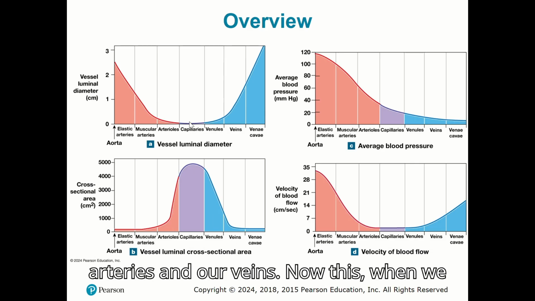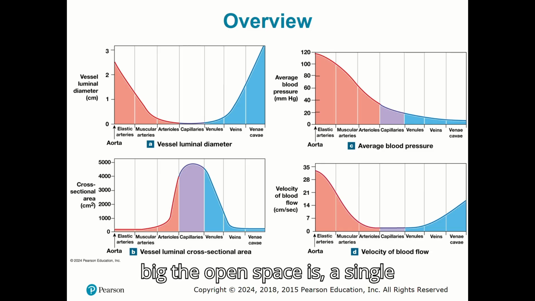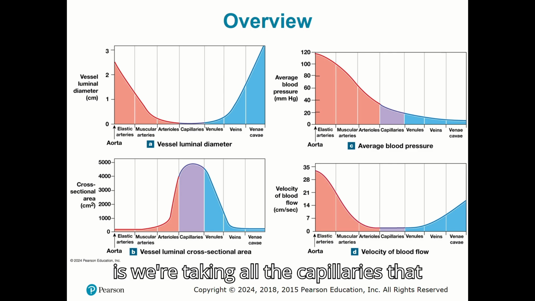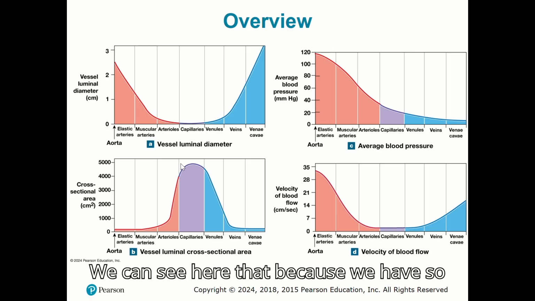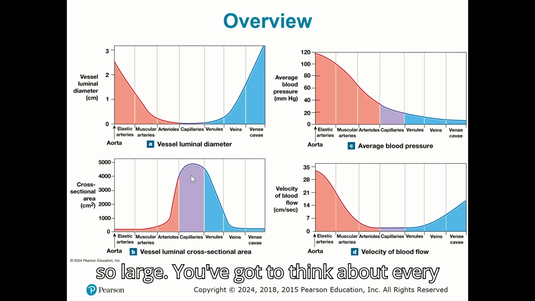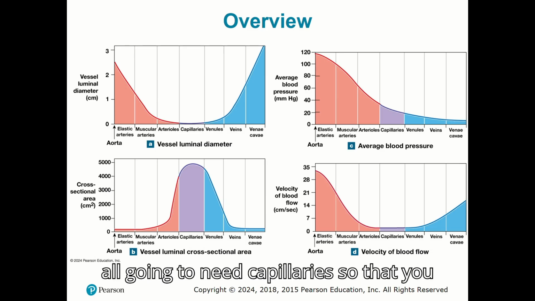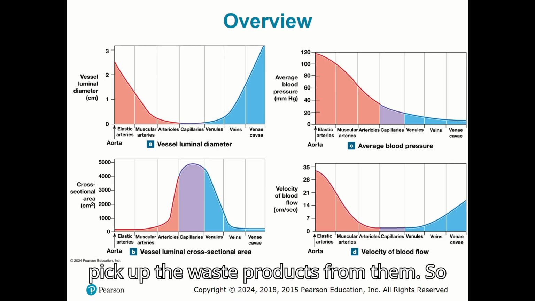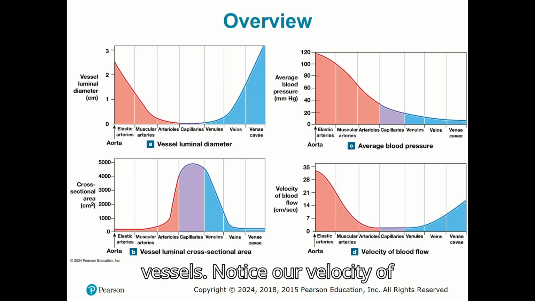Now when we looked at luminal diameter, that was looking at a single artery or a single capillary, seeing how big the open space is. In this case, we're taking all the capillaries that we have. Because we have so many capillaries, our cross-sectional area is so large. Think about every tissue, every organ in your body: they all need capillaries so that you can get the oxygen and the nutrients to them, and in turn pick up the waste products from them. So you do need a lot of capillaries compared to all the other types of blood vessels.